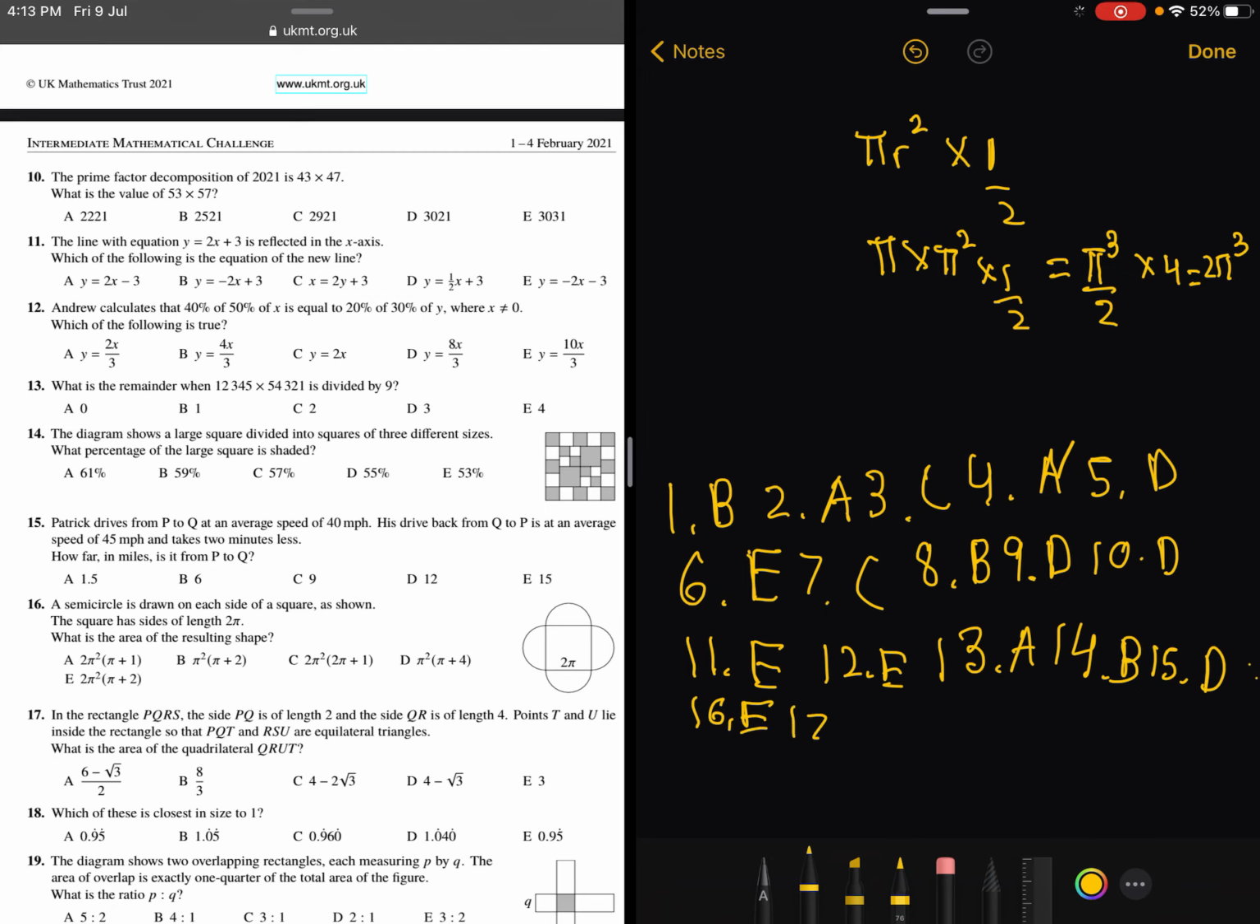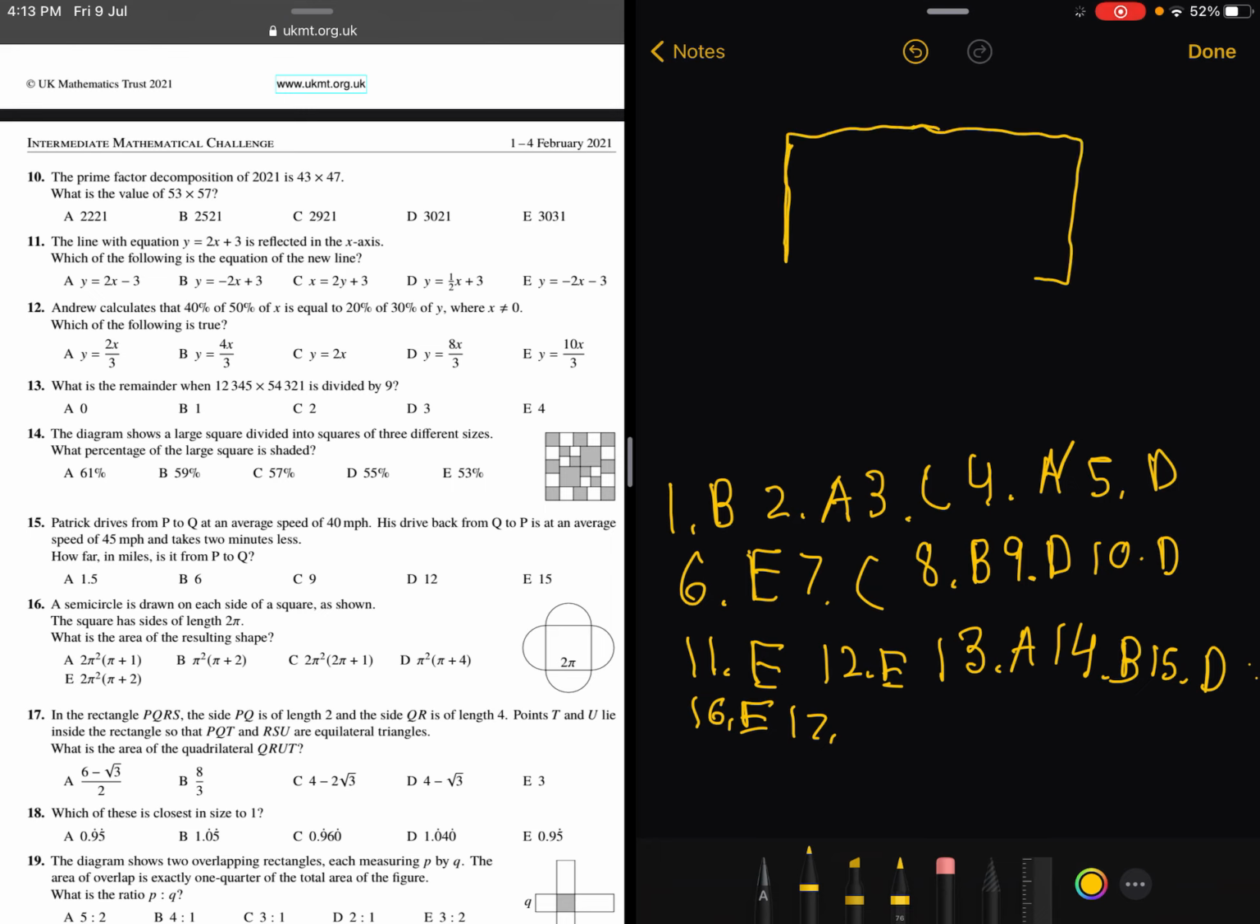Question number 17. Question number 17 looks very scary when you look at the options. You can see some roots which you don't solve. So let's just draw out the figure. We need to draw a rectangle PQRS such that PQ is the shorter side and QR is long, so obviously this has to be S.